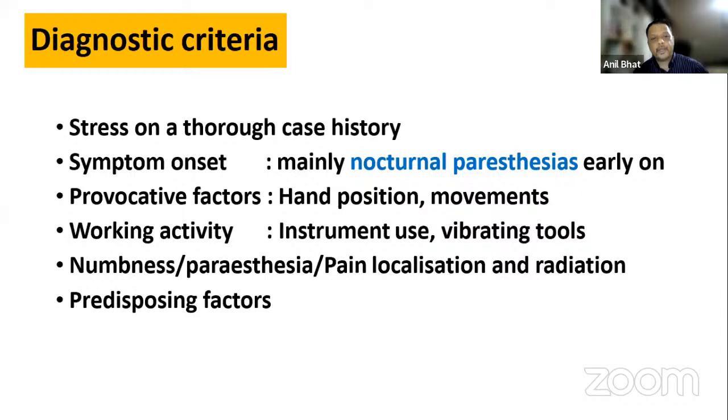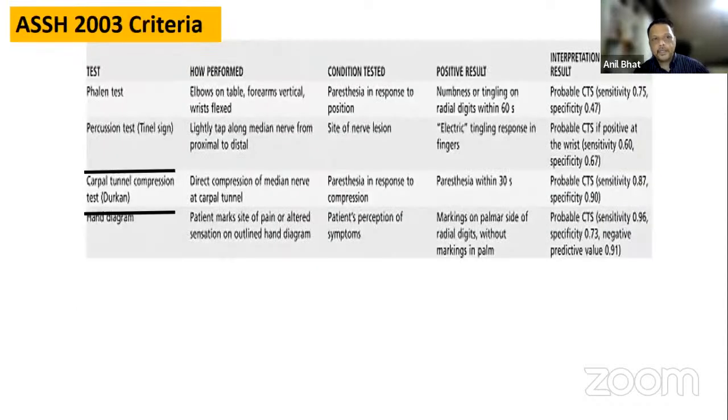Predisposing factors, always rule out a set of conditions, including diabetes, hypothyroidism, rheumatoid. 3 conditions immediately you need to ask all these patients. And what alleviates their pain or paresthesias. Again, very, very important for us to know how they respond later on to your splinting and other management. This is the American Hand Society 2003 criteria, where they have lined up all the tests here, how it is performed, what is the condition to be tested, what is the positive result, and how do you interpret this.